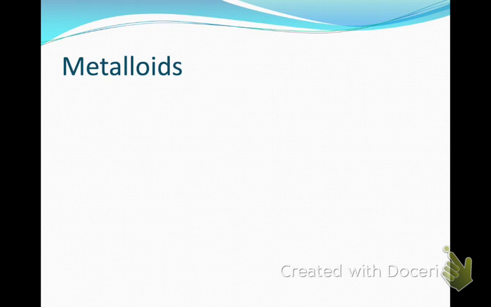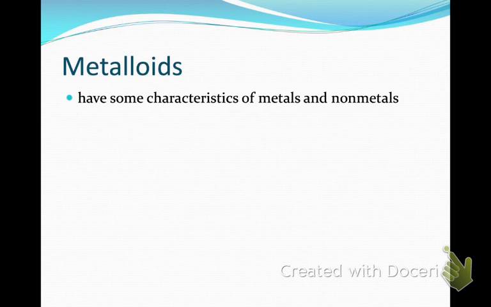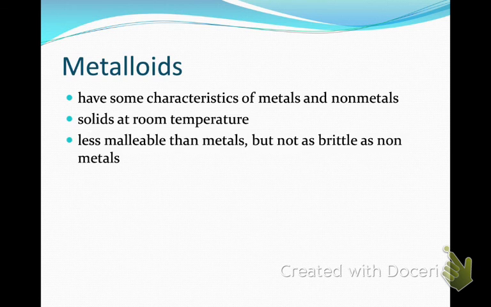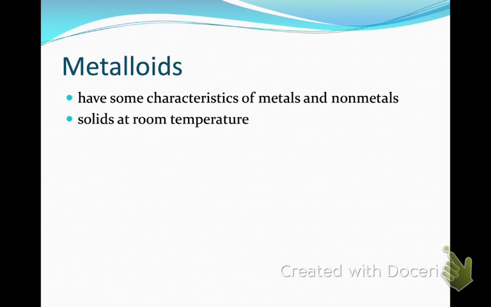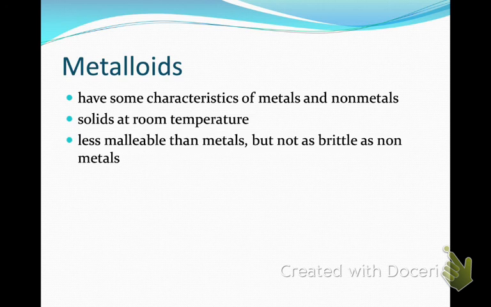The last little area of the periodic table I want to speak to is something called metalloids. Metalloids, in their most basic definition, have some characteristics of metals and some characteristics of nonmetals. There's not very many elements that are considered metalloids. They are typically solid at room temperature, so that's similar to a metal, in that they're solid at room temperature. They are less malleable than true metals, but they're not as brittle as nonmetals. So they kind of fit somewhere in between there.